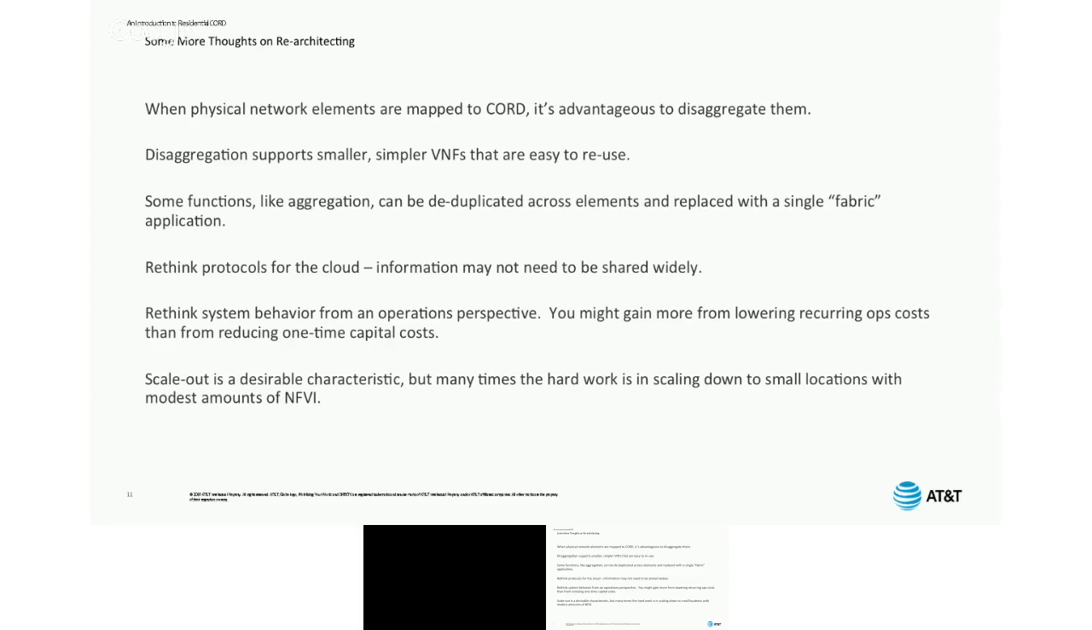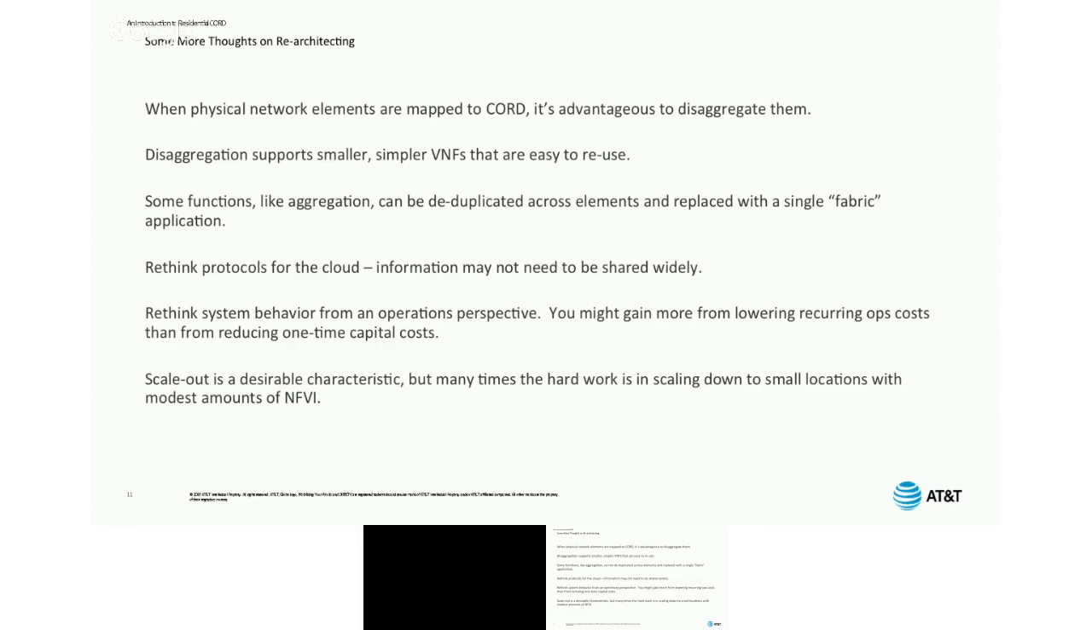And so this disaggregation also supports smaller, simpler VNFs that then become much easier to reuse. A lot of the functions that are repeated in one network element after the other in a canonical architecture wind up being something you can deduplicate in this architecture. Aggregation is one of those things. In a typical legacy broadband architecture, every node along the way does some amount of aggregation. And in this new CORD architecture, most of it is done in the fabric, right? In the leaf and spine fabric.